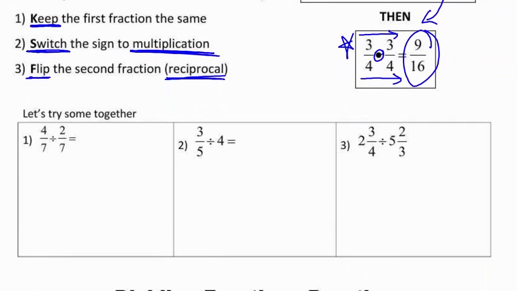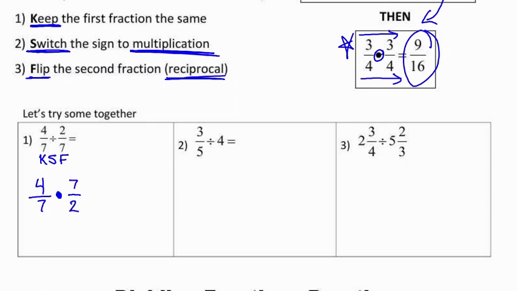If we look at number 1, we have a division problem. I'm not allowed to divide, but I can multiply. And I don't have any mixed numbers to worry about, so I'm going to keep the first fraction the same, switch the division to multiplication, and flip the second fraction over. I recommend, until you get used to it, write your keep, switch, flip underneath your fractions. So we're going to keep the first one the same, switch from division to multiplication, and then flip over that second fraction and find the reciprocal, and the reciprocal of 2/7 is 7/2.